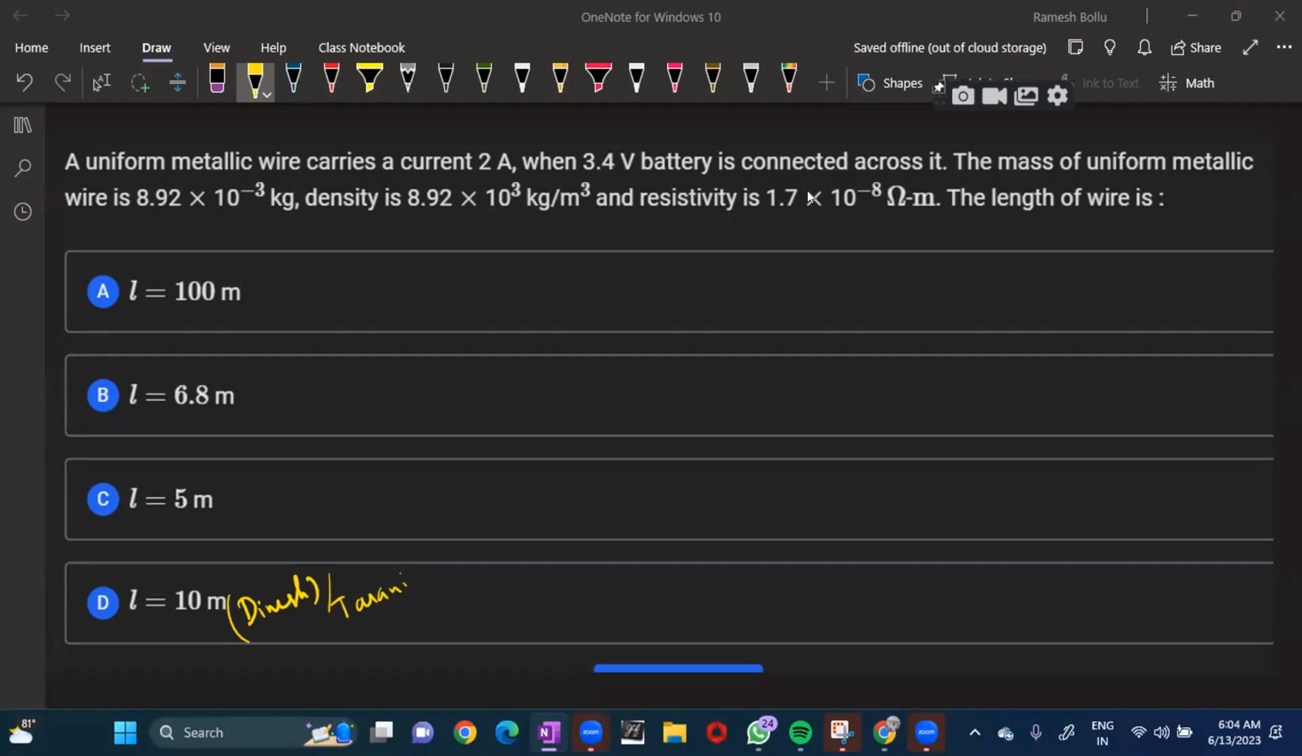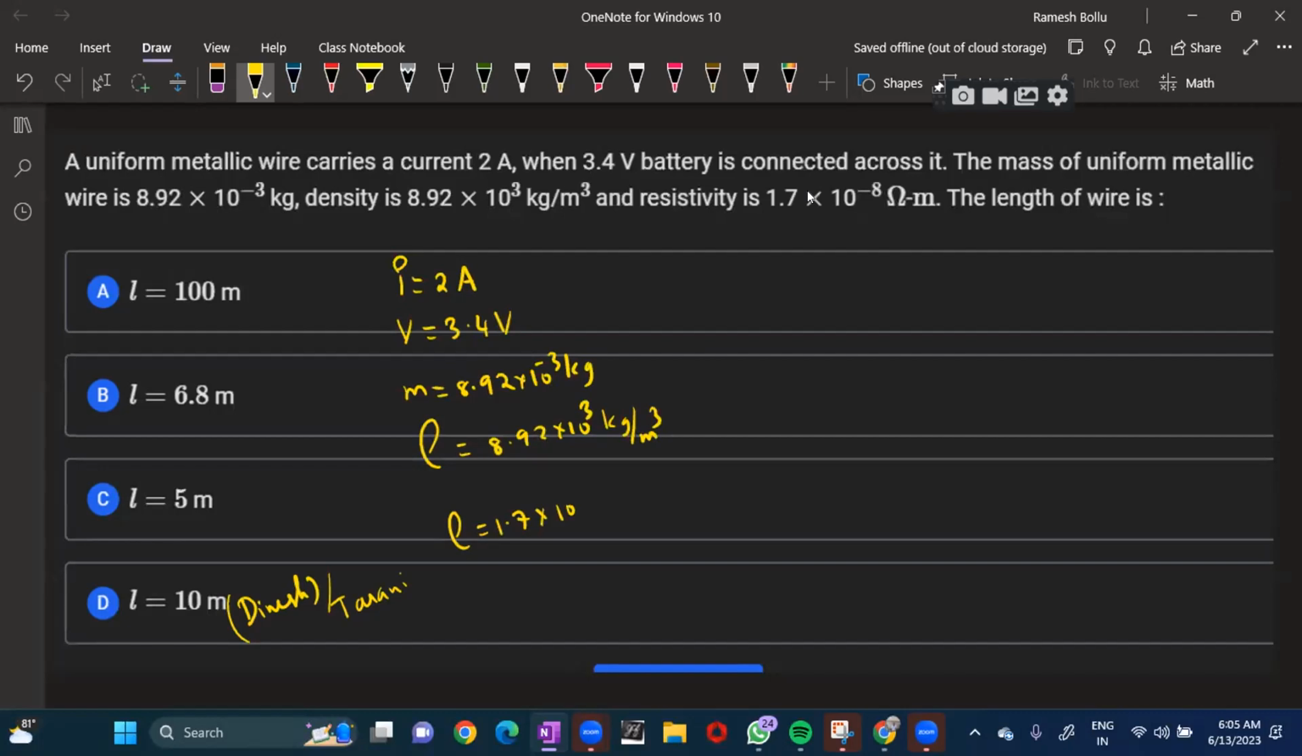A uniform metal wire carries a current of 2 ampere, and the voltage drop is 3.4 volt across it. The mass of the uniform metal wire is given as 8.92 into 10 power minus 3 kg, and the density is 8.92 into 10 power 3 kg per meter cube. The resistivity is 1.7 into 10 power minus 8 ohm meter. The last option. What is the length? Who is this? Abhishek. Old or new? Old.